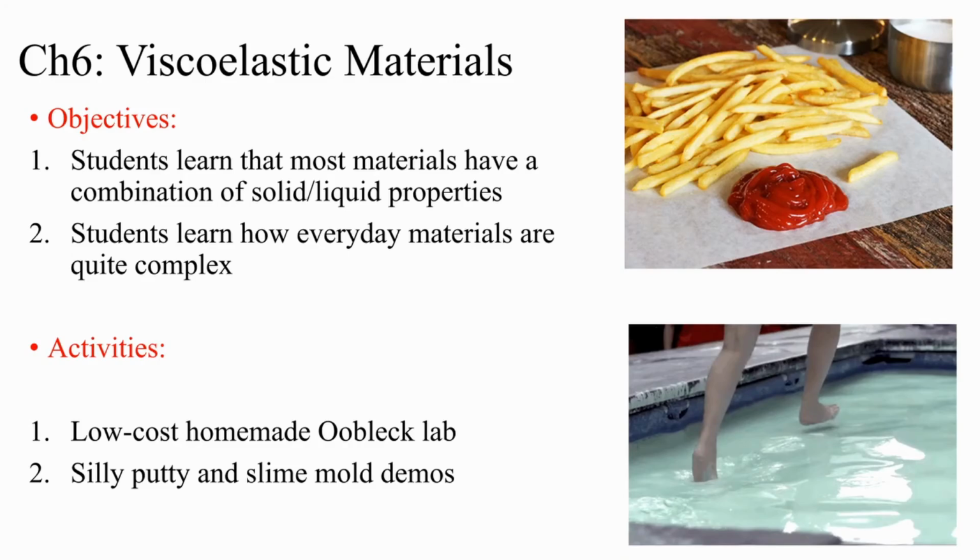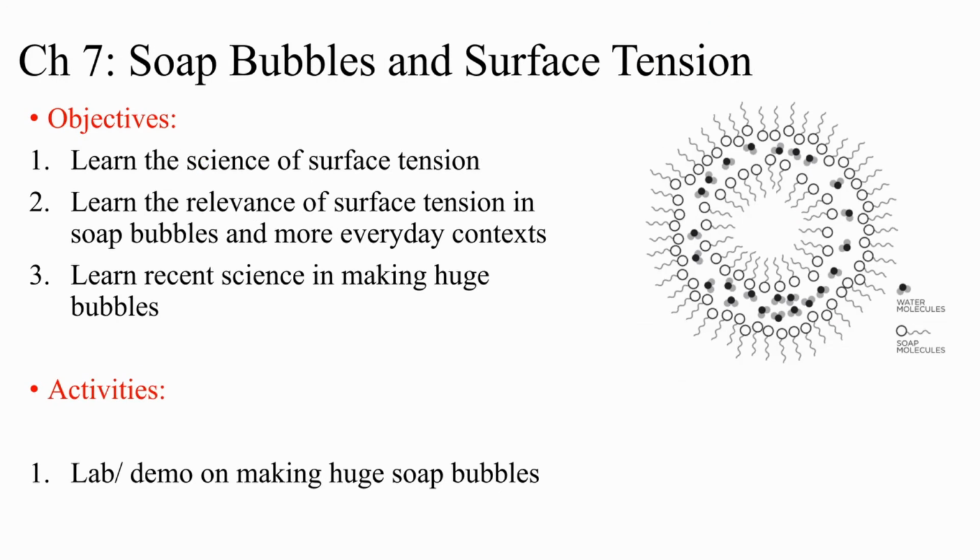In chapter 7, students learn about surface tension and how surface tension is important for making soap bubbles. Students also learn how surface tension is important for life, such as why plants are able to uptake nutrients due to surface tension and do work against gravity. Students also do a lab on making these huge soap bubbles using special polymers, and students learn how the recent advances in polymer and physics can tell us about how to make huge, stable soap bubbles.